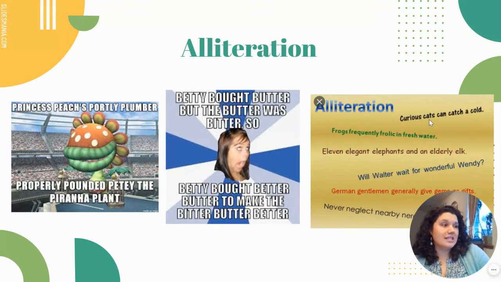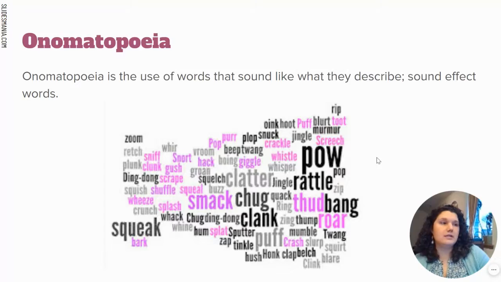So curious cats can catch a cold. That's alliteration because we have that k sound. Frogs frequently frolic in fresh water. We have the f sound. Even when it's a vowel. 11 elegant elephants and an elderly elk. That's alliteration. Okay, so it's that starting sound getting repeated.